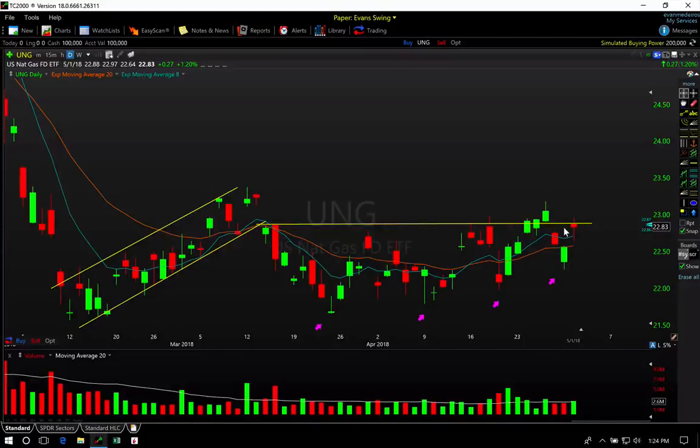Again, to mention, the more attractive underlying futures contract is really what shows a better technical formation and picture rather than the UNG ETF itself, due to its slippage over this recent 3 or 4 month consolidation. So that is natural gas.